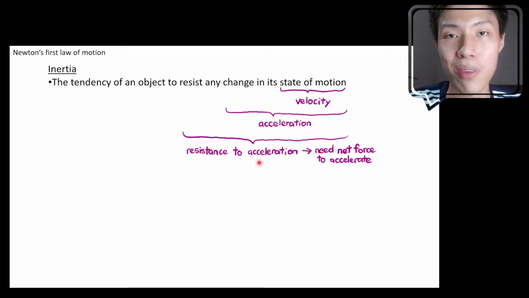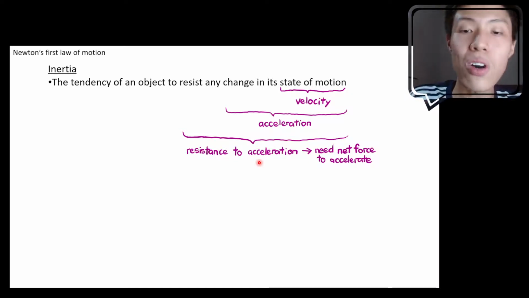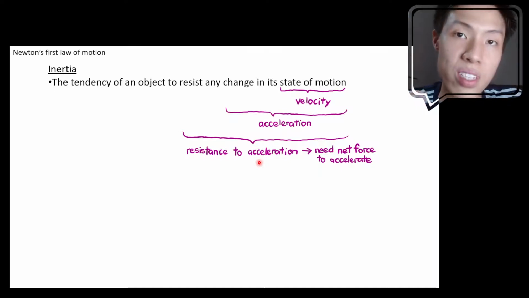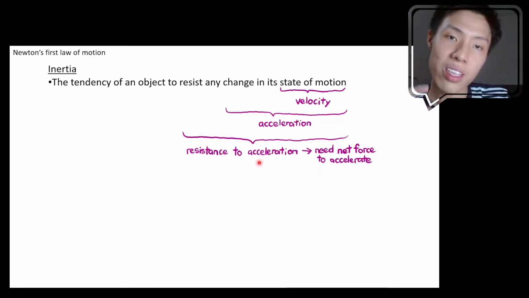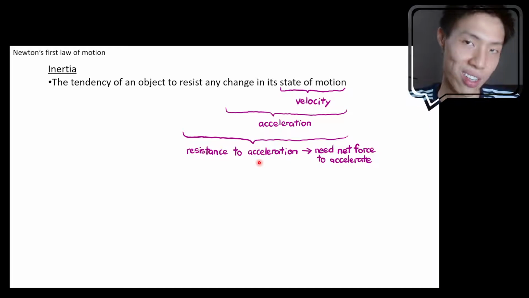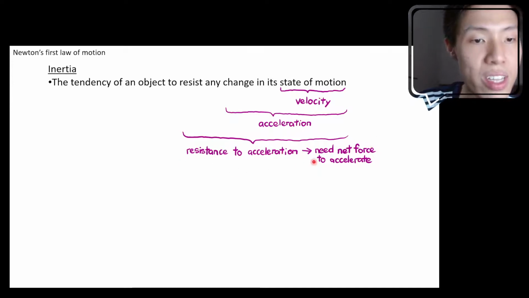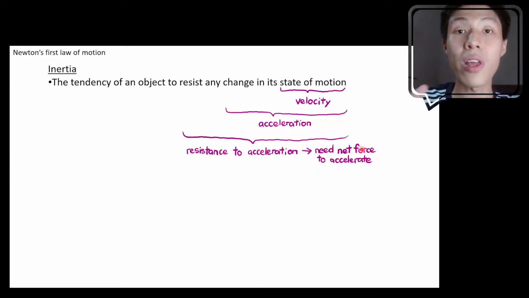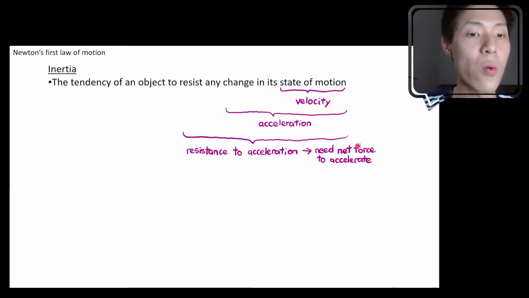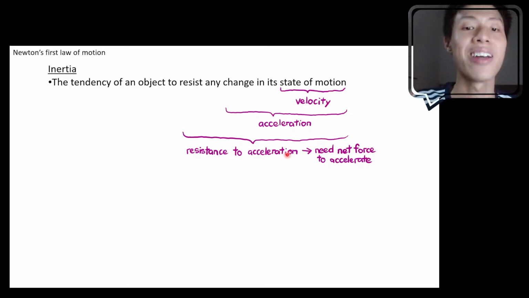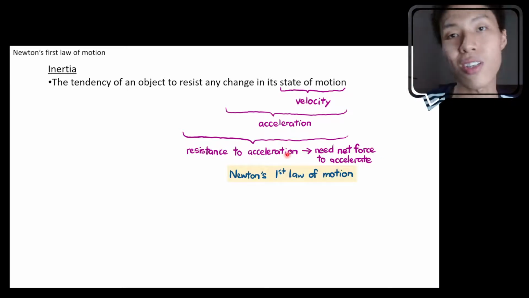But that's not what's happening in our world. In our world, all objects tend to resist acceleration. And because we resist acceleration, we need net force forcing it to accelerate. That's the idea behind inertia. So when we have resistance to acceleration, we need net force to accelerate. Therefore, when there is no net force, you see no acceleration. Recall something? Yes, that is your Newton's first law of motion.